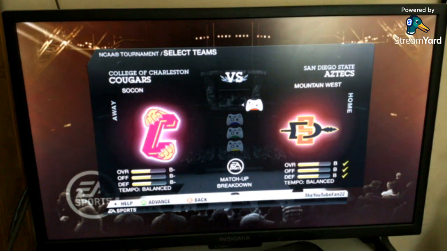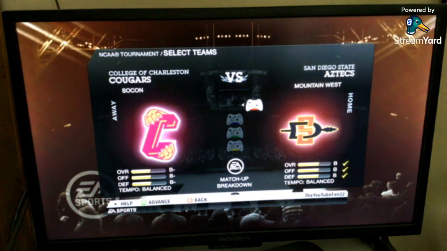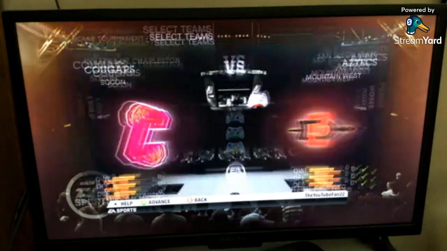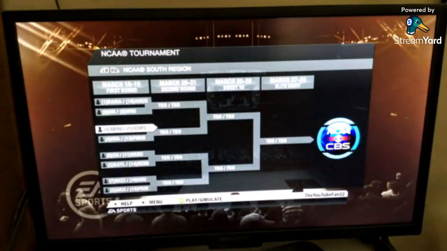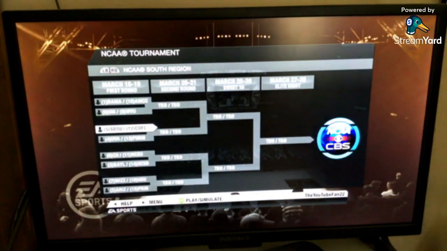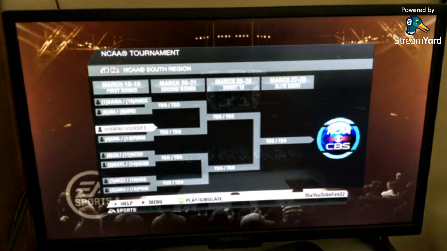Basically, Charleston. And look at the South bracket. The South bracket goes like this. I have the bracket here. Alabama versus Texas A&M Corpus Christi. Maryland versus West Virginia. San Diego State versus Charleston. Virginia versus Furman. Creighton versus NC State. Baylor versus UC Santa Barbara. Missouri versus Utah State.